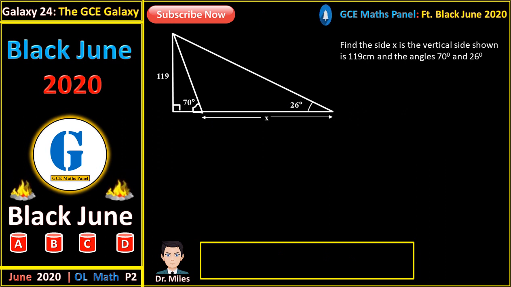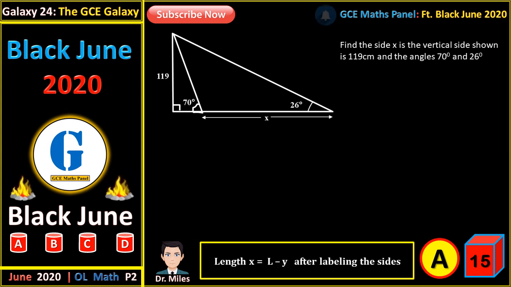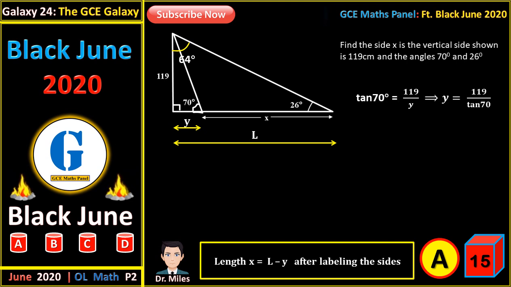Question 15, find the side x shown. When you look at this figure very well, we have to actually do some trigonometry to come out with the value of the length x, and we can annotate the diagram by that short distance there to be y and the complete length here to be L. In this case, x will be equal to L minus y. Now let us look for y.